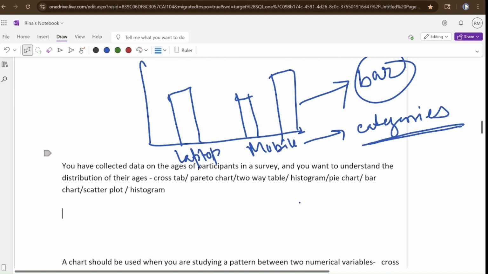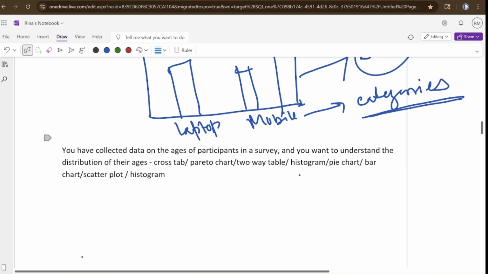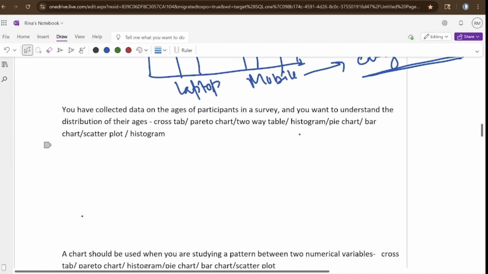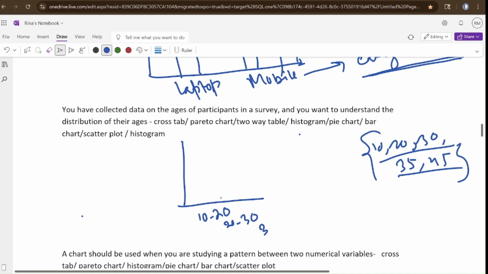Next one. You have collected data on the ages of participants in a survey and you want to understand the distribution of their ages. Okay, so you have, let's say, 10, 20, 30, 35, 45 different types of ages. They have participated in the survey, and you want to know how many people are in the age group of 10 to 20, how many people are in the age group of 20 to 30, how many people are in the age group of 30 to 40.